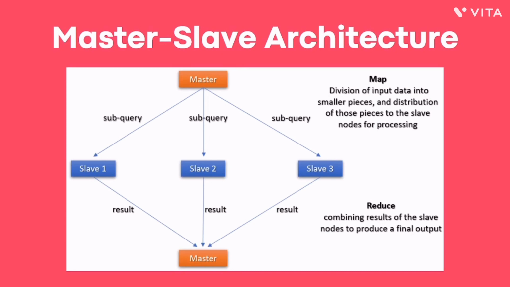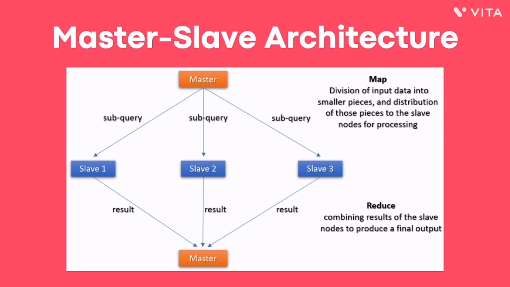Now our main architecture is the master slave architecture. In that, the master will distribute the subqueries to the slave nodes, and the slaves will perform the subtask, and then they will send the result back to the master, and the master has to collect the results and combine them and make it ready for the view.